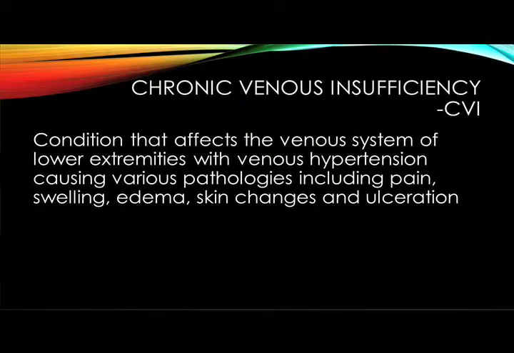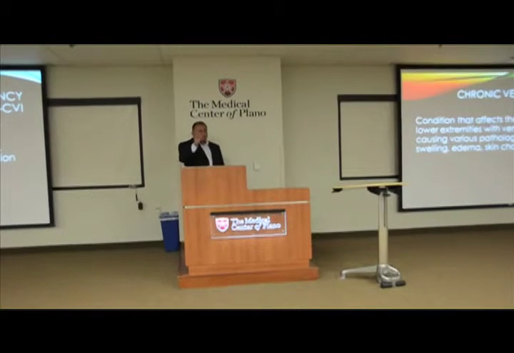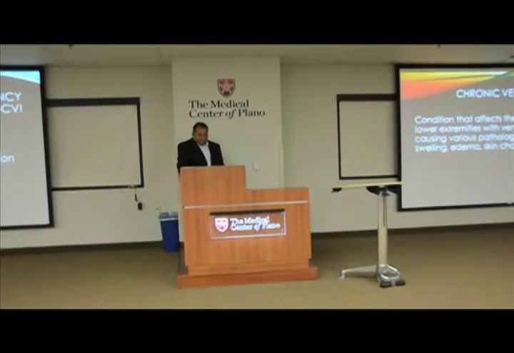So chronic venous insufficiency is basically a systemic venous hypertension, either due to the valve damage or due to obstruction or thrombus. But in any case, the common denominator is the venous hypertension, which lead to blood vessel engorgement, and you see the visibility of the vein there.